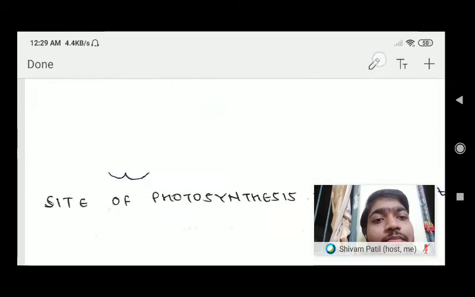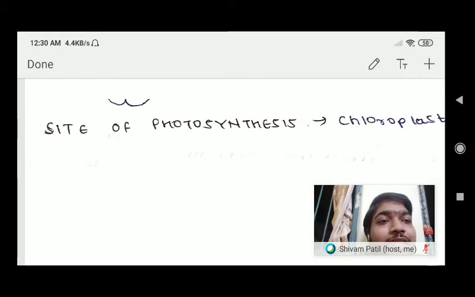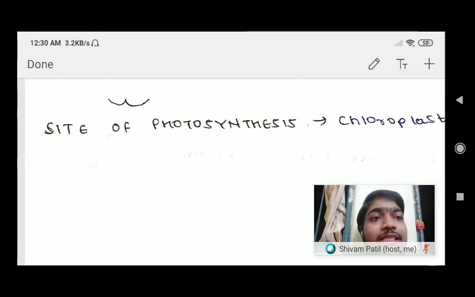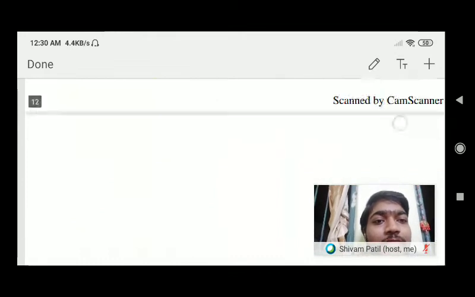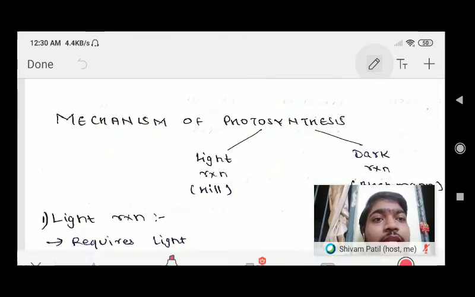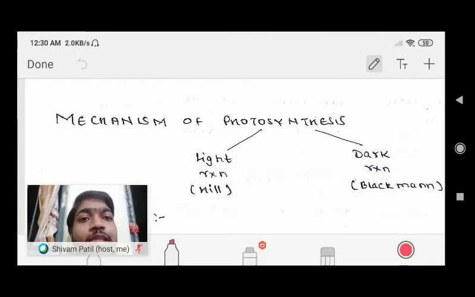Now, what is the site of photosynthesis? So site of photosynthesis is chloroplast. The photosynthesis occurs inside the chloroplast. Okay, now let us move forward. What is the mechanism of photosynthesis?